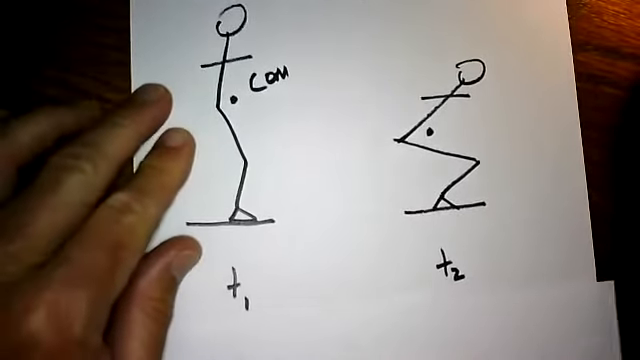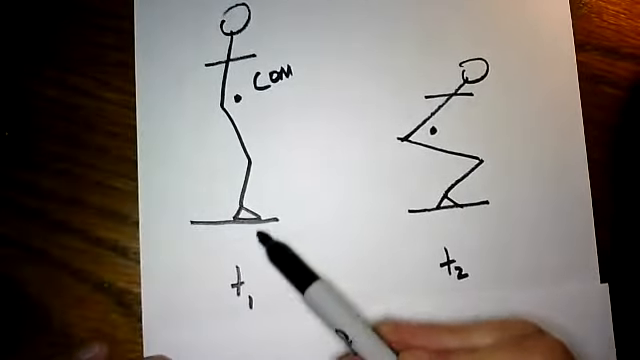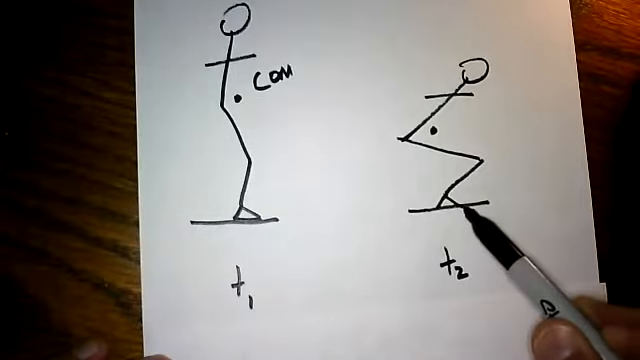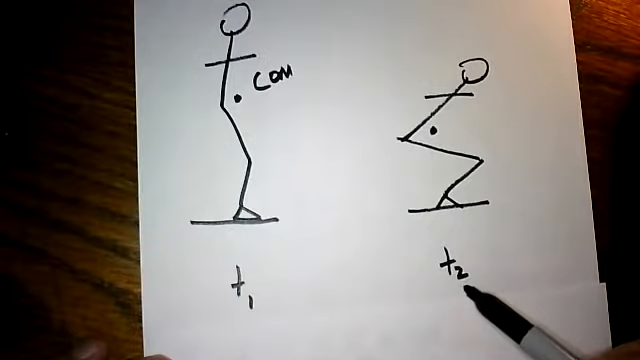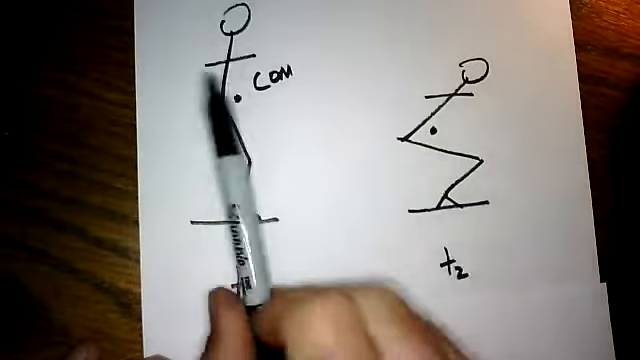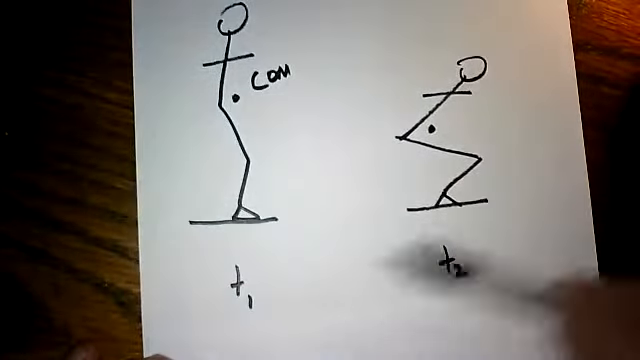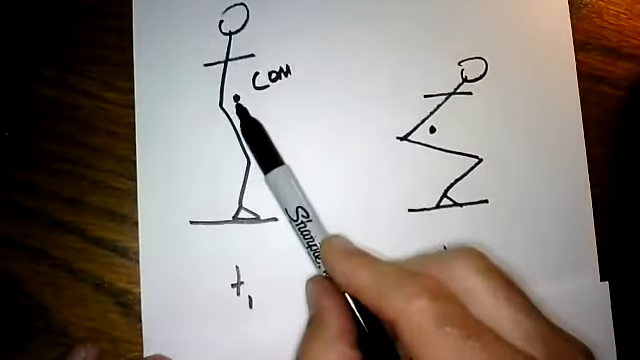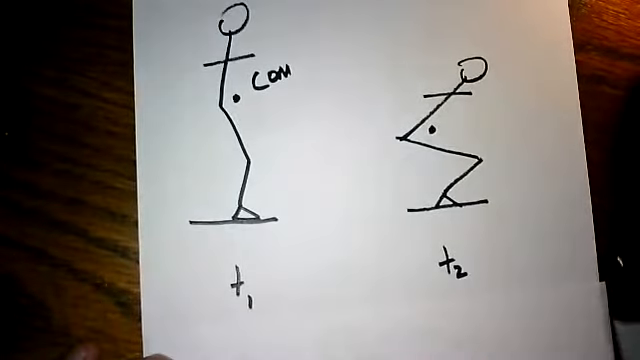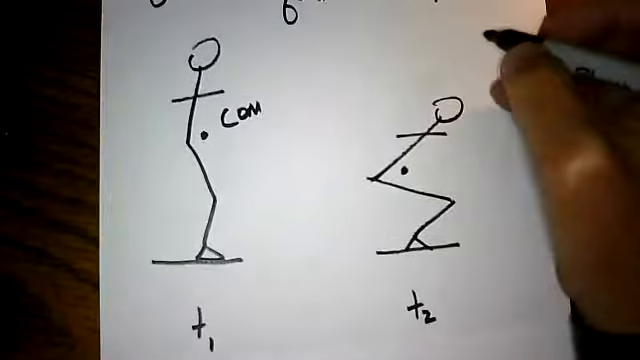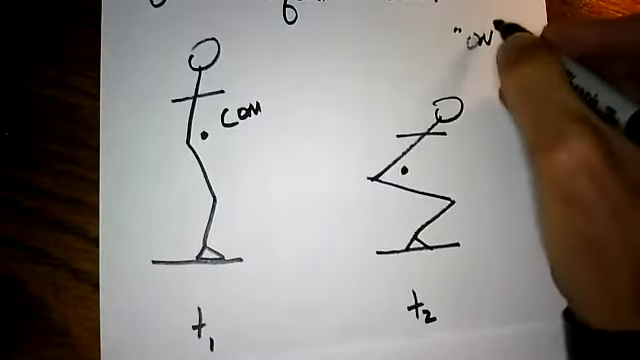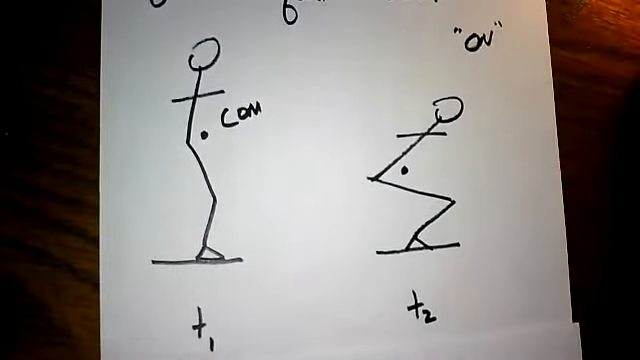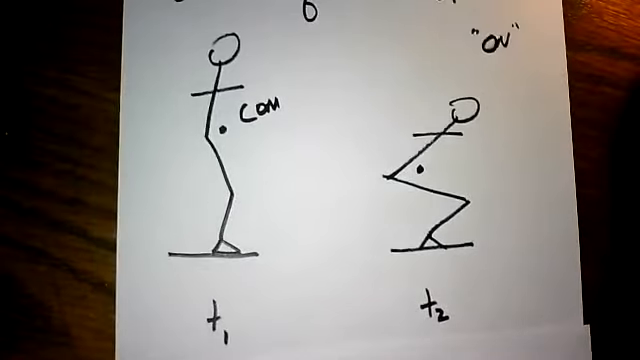Here I've got standing at time 1, and then the lower, squatted down position, some time later. So we went from this movement downward, and so this is time 1, and this is some time later. I've got the center of mass identified here. So let's identify forces acting on the object, given our kinetic analysis approach. What forces are acting on the object?